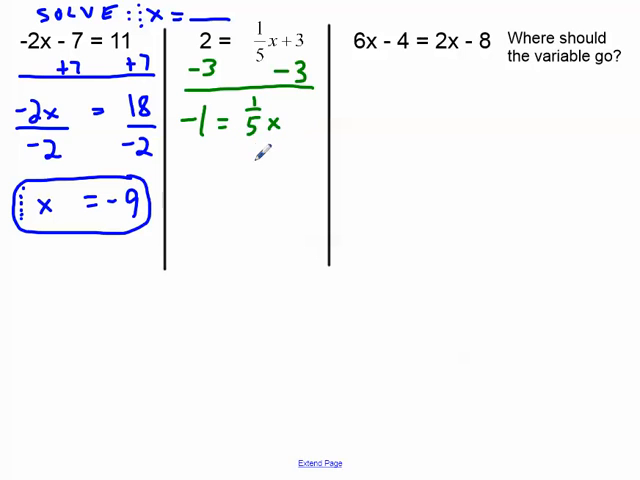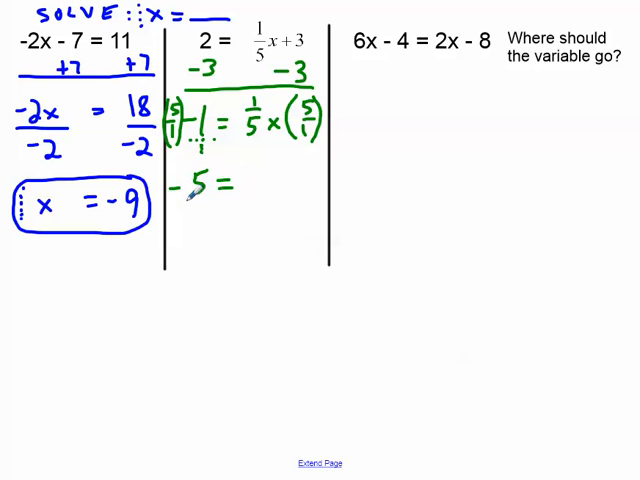I can divide by 1/5, but dividing by a fraction is multiplying by the reciprocal. So it's probably just going to be easier to multiply both sides by the reciprocal. And I've got, on the left side, negative times positive, negative 5 over 1 times 1 over 1, if you need to put it into fraction land or rational land. 5 times 1 is 5, over 1 times 1 is over 1, but it's negative 5 is the answer over there.